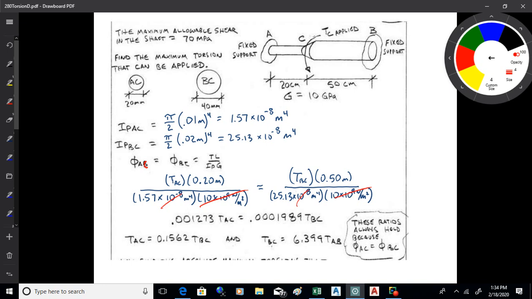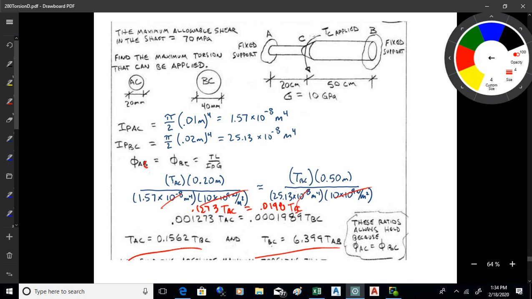So that's 0.127. Oh, right. Okay, so when I do it that way, I'm going to get 0.1273 AC, and then I'm going to take 0.5 and divide it by 25.13, and I'm going to get 0.01989. So this is what I would have got had I done those cancellations that I'm showing you. It leads to the same result, however you do it, okay?